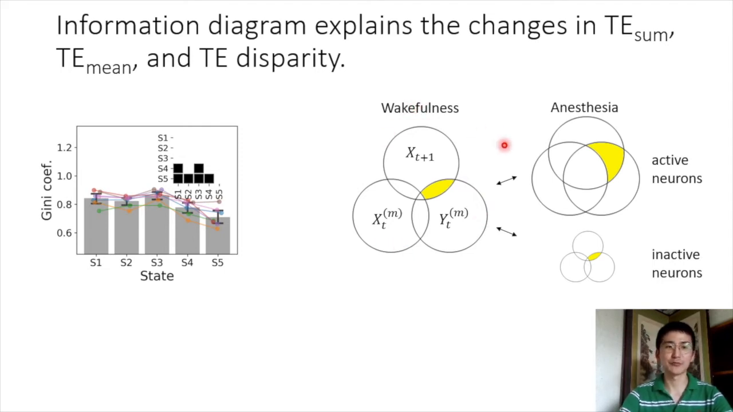As explained before, anesthesia reduces SR, spike rate, and many neurons become inactive or silent. For the inactive neurons, the shared information is negligible. For active neurons, on the other hand, because they have a bursting spike pattern and are synchronous with each other, the transfer entropy is also high. This explains why the total TE is low in anesthesia, while the mean TE and disparity are relatively higher than in the wakefulness state.